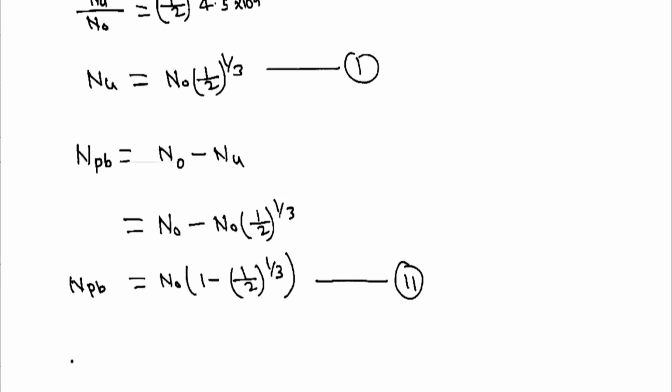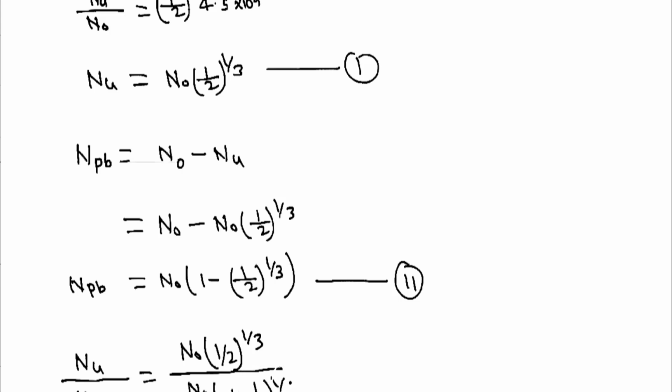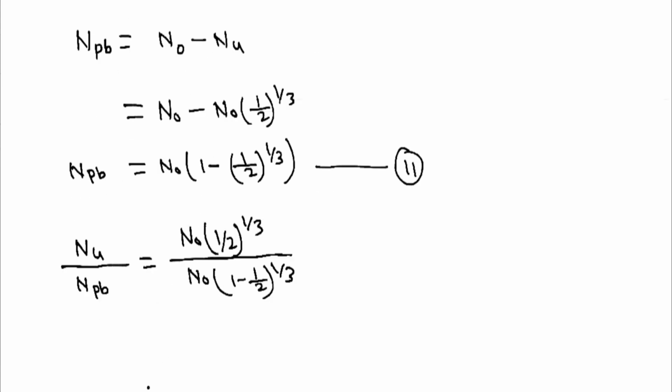Now a ratio we have to find. What ratio we have to find? Nu divided by NPV. So Nu divided by NPV is equal to, from the first equation, N naught into (1/2) to the power 1/3, divided by N naught into 1 minus (1/2) to the power 1/3, clear? Now from here we can see that N naught and N naught cancel out.